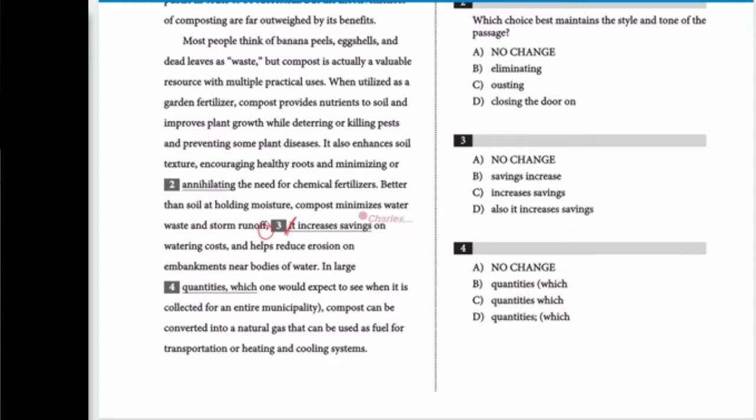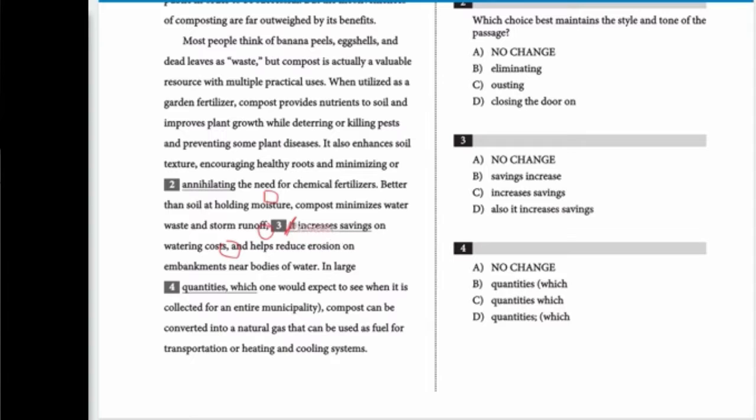Actually, if we look at the structure, "better than soil at holding moisture" looks like the dependent clause introducing the main clause, compost minimizes water waste and storm runoff. And then it looks like we have a list of 3 or more items. It minimizes waste and runoff, comma, increases savings on watering costs, comma, and helps reduce erosion on embankments. So this is a list of 3 or more elements.